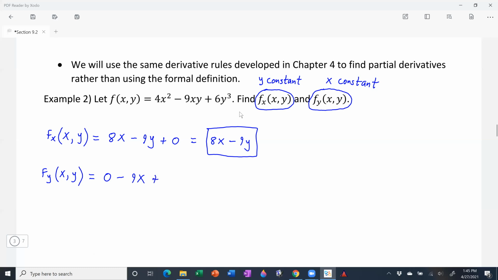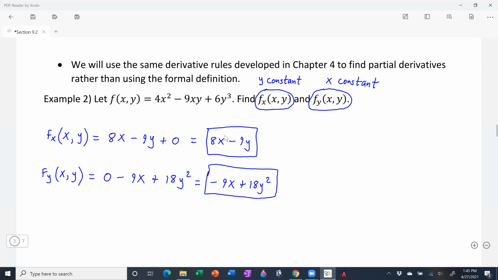And then plus, now this time, y is the variable here, so we're just going to take the derivative by the power rule. So 3 multiplies down with the 6, and we get 18y and reduce the power by 1. So the answer for this one is negative 9x plus 18y squared. And that is the derivative with respect to y.